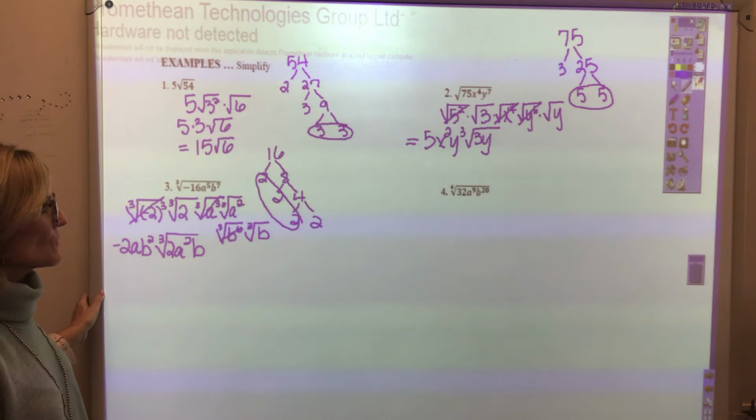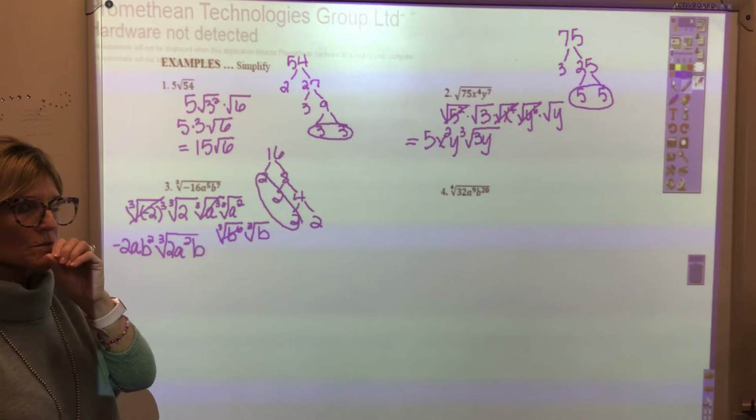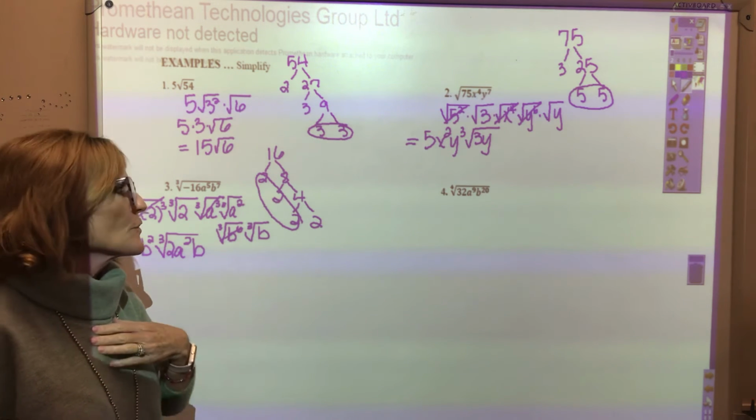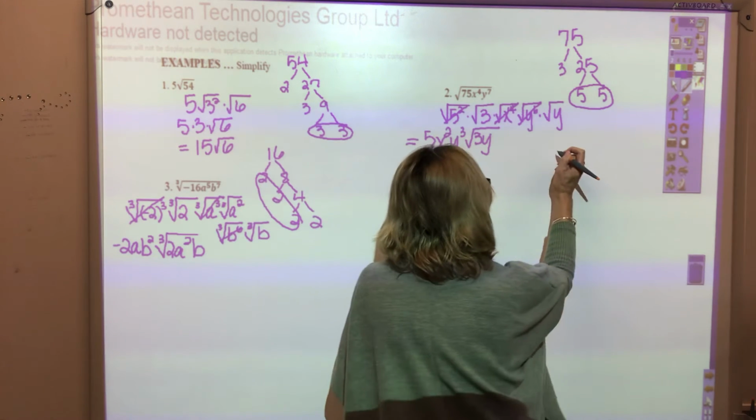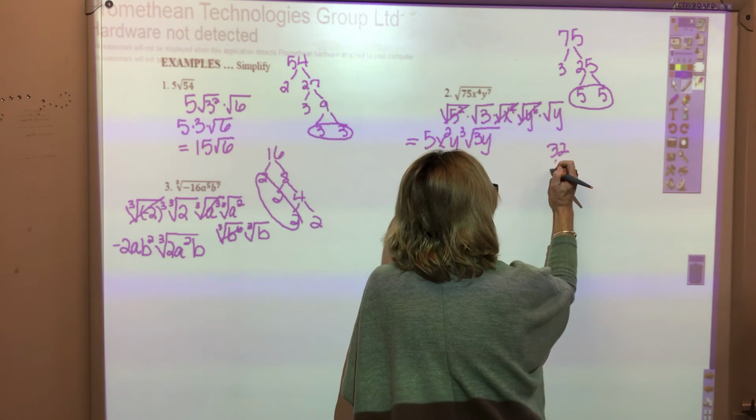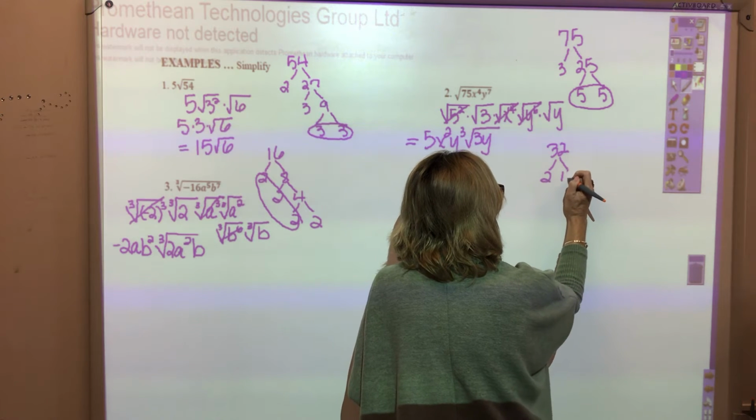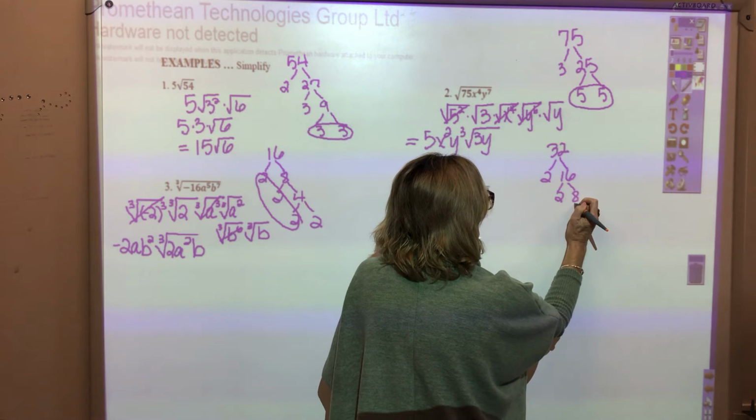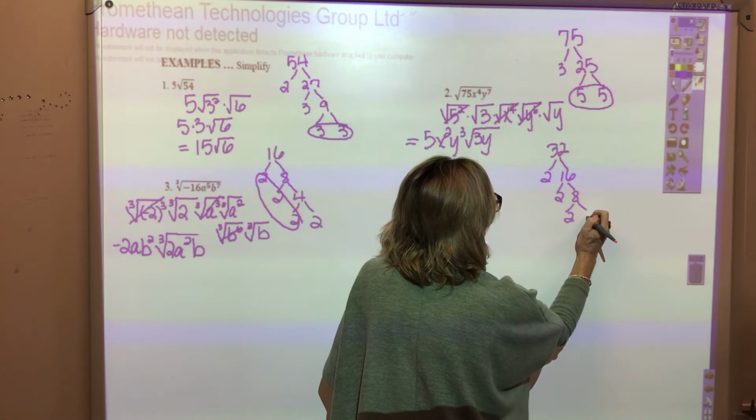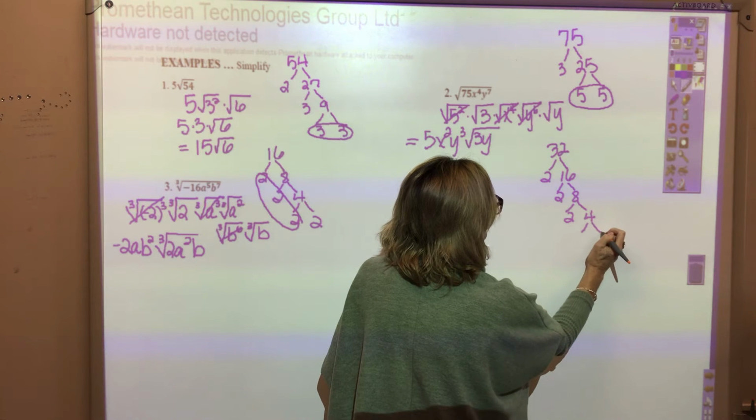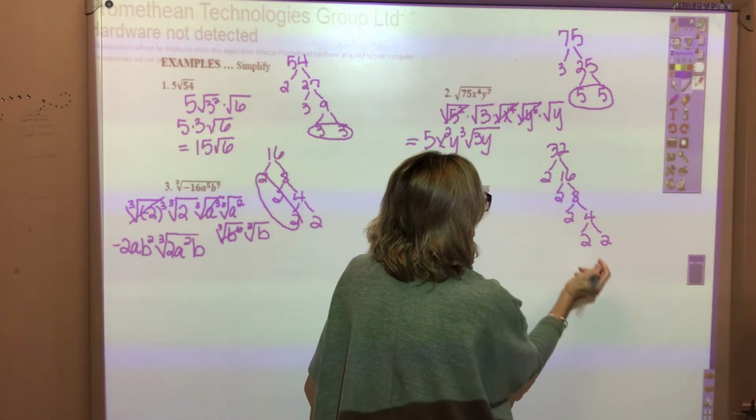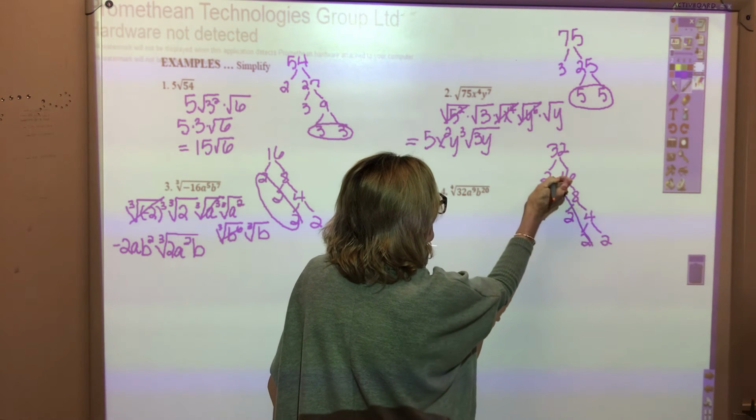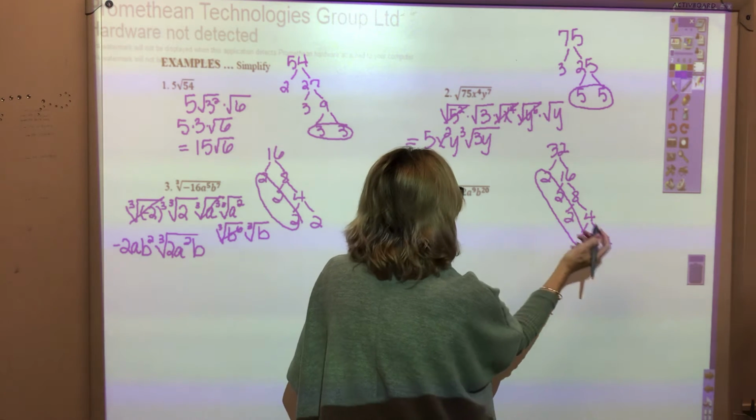Okay, on example 4, this time we're looking for the 4th root, so we want to have an exponent of 4. So we'll take our 32, divide it by 2 would be 2 and 16. Divide 16 by 2 would be 2 and 8. Divide 8 by 2 would be 2 and 4. And divide 4 by 2, which would be 2 and 2. So you can see we've got 1, 2, 3, 4, 5. So we can take 2 to the 4th times 2.